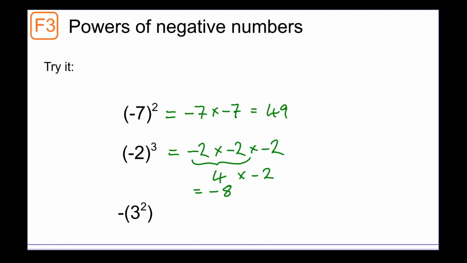Finally, this one's a little bit different. Here we have 3 squared in the brackets. So I have to do 3 squared first. So this is negative 3 times 3, which is negative 9.